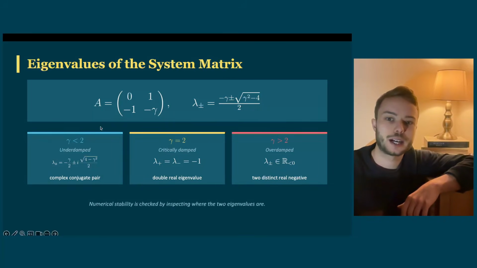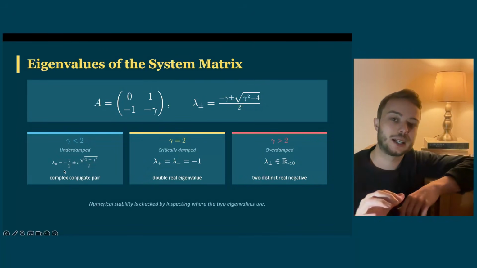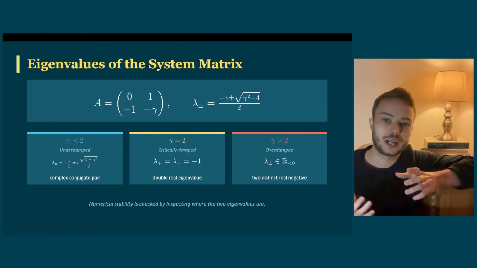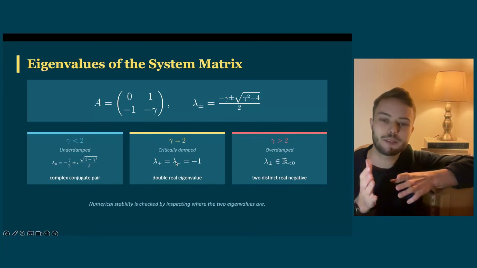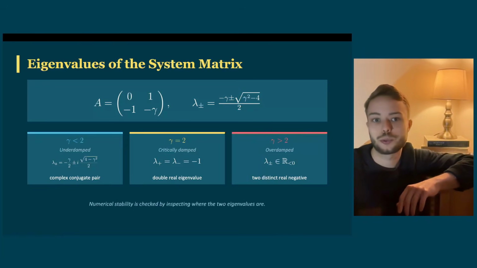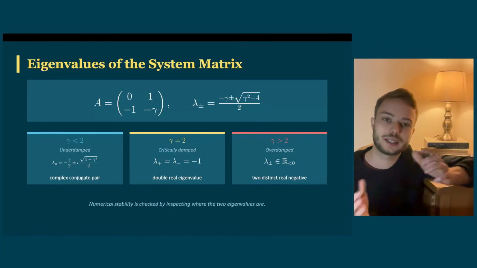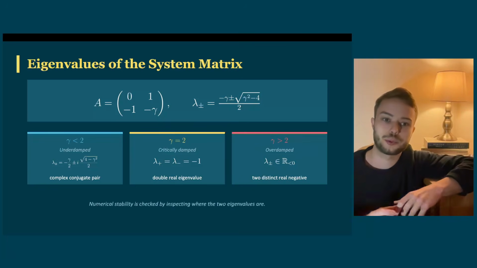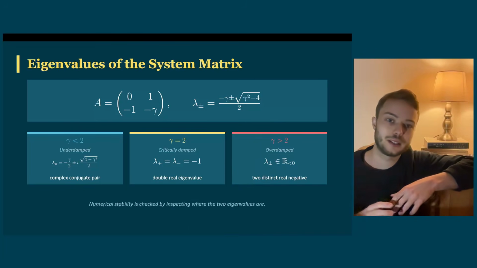In particular, if gamma is smaller than 2, then we get complex conjugate eigenvalues. In particular, we still have a negative real part, and that's what is giving damping. But then we also have a non-trivial, non-zero imaginary part. Then we have the limiting behavior, the intermediate behavior, where gamma equals 2, we have two identical real negative eigenvalues. And then there's the other regime, which is the overdamped regime, where we have gamma larger than 2. And then in this case we have two distinct eigenvalues, which are both real and both negative.